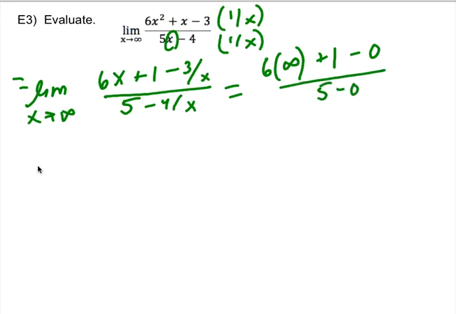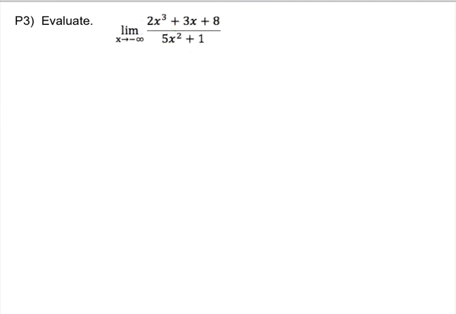What that means is I'm getting an infinitely large number on top divided by a 5, which is definitely infinity. This is going to positive infinity because you can see that this is 6 times a huge number. 6 times infinity is still infinity. Adding 1 to it still makes it a positive infinity. Dividing by 5, it's still a positive infinity, so we have infinity.